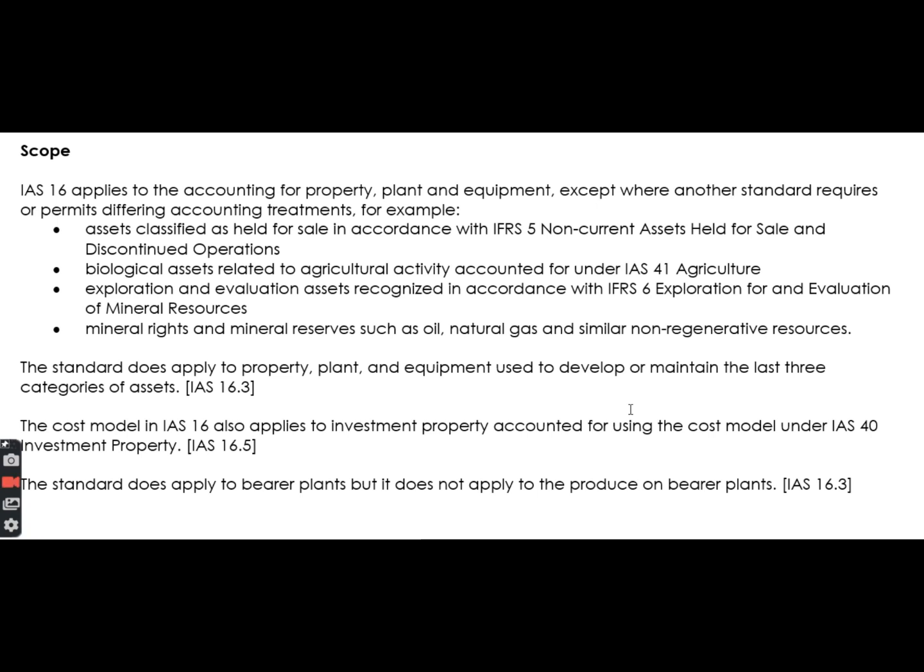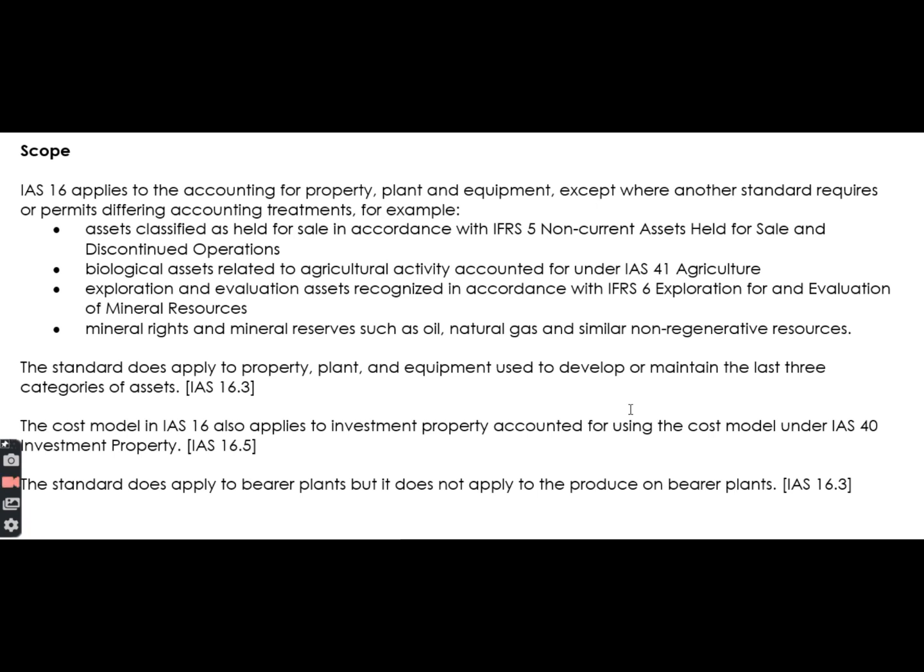Also, we provided an example last time that when there are some animals or biological assets that are used in zoos and other types of recreational facilities, such as ocean parks and others, this will be considered as PPE, and not under agriculture.